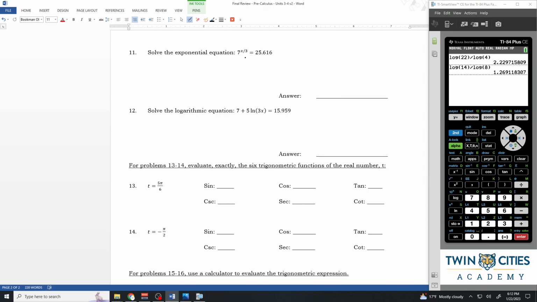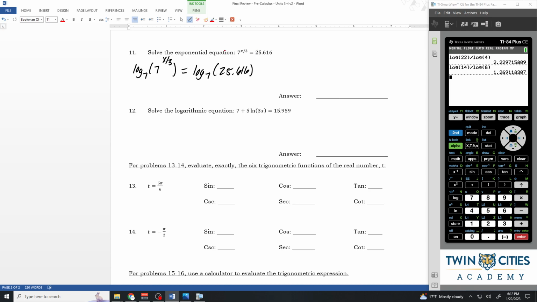For 11, if x is stuck inside of an exponent, then you have to take the logarithm of both sides. But your base is going to be the same as the base of this exponent. So the base of this exponent is 7. What I want to do is take log base 7 of the left side, 7 to the x over 3, is equal to log base 7 of 25.616.